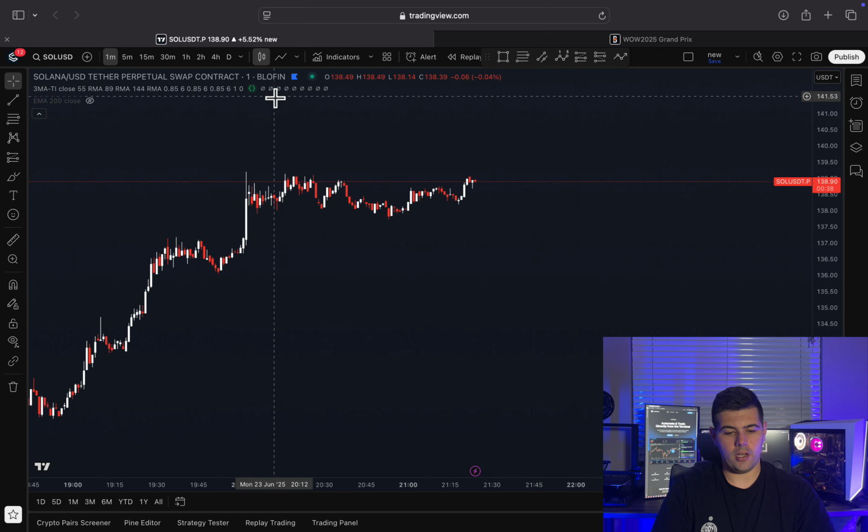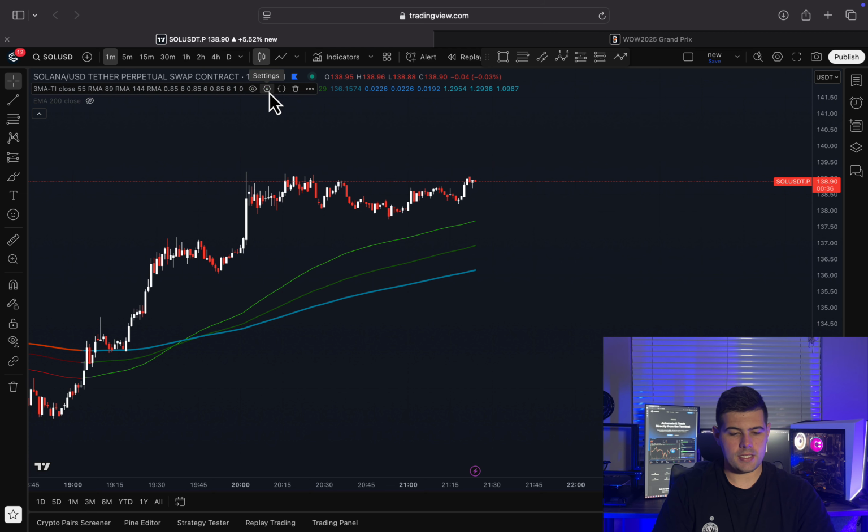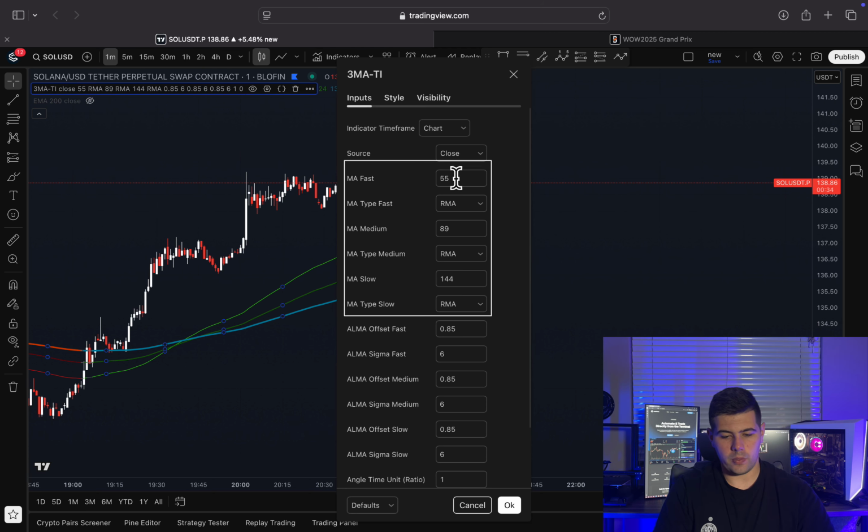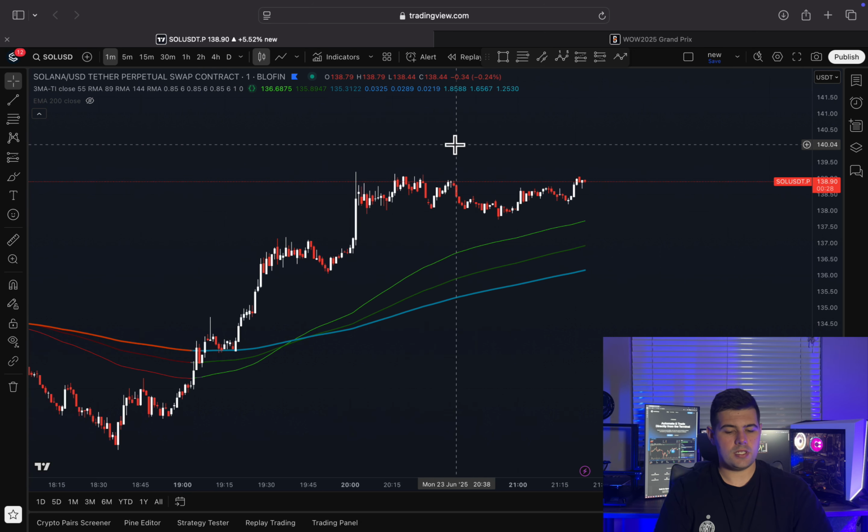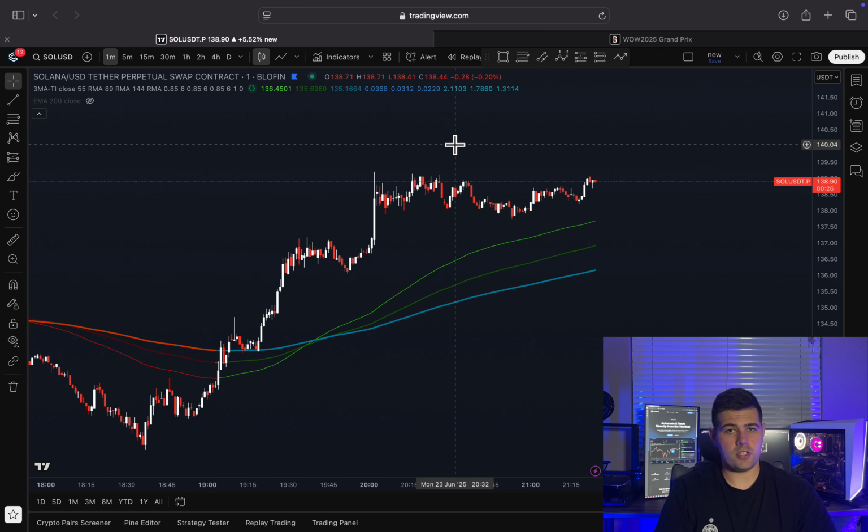I already have it here on my chart, but if I open up my settings, you can copy that as well, which is going to be RMAs, and these are the values that I'm using. The reason I'm using this indicator is because it gives you a pretty good indication of whether the market is moving upwards or downwards. Also remember, this is by no means any financial advice, and always do your own research. I'm just showing you what I am using.